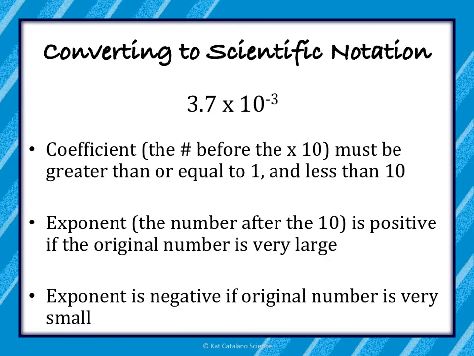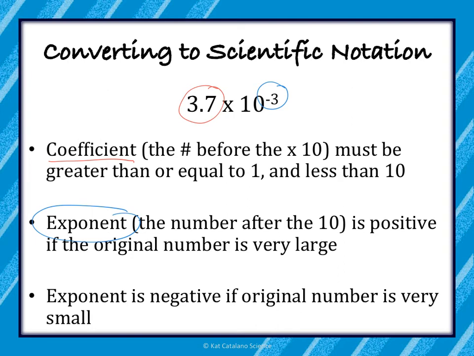So there are 2 parts to a number written in scientific notation. The first is called the coefficient. It's the number before the times 10. That coefficient must be greater than or equal to 1 and less than 10. The second part of that is called the exponent. And the exponent is the number after the 10 right here. That number is positive if the original number is very large, and negative if the original number is very small.